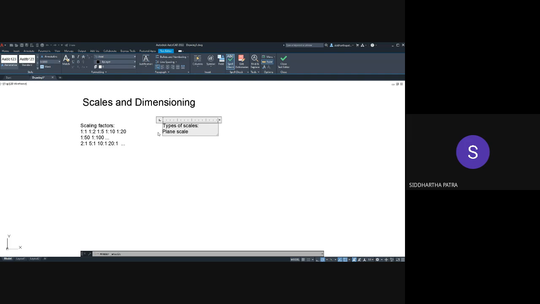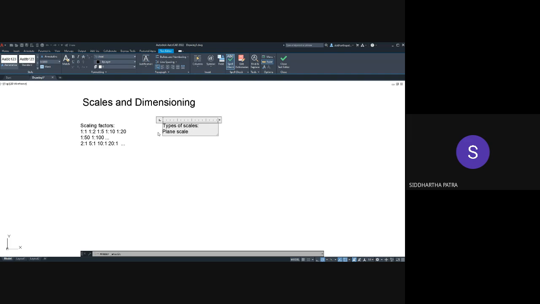So an enlarging scale would be like 10 is to 1. So if you draw 10 millimeters on your piece of paper, the actual dimension in real life is 1 millimeter. Now those are enlarging and reducing scales, rather scaling factors.